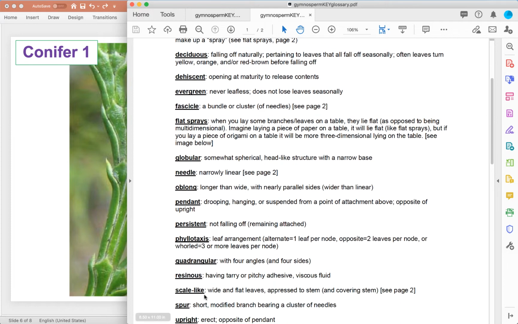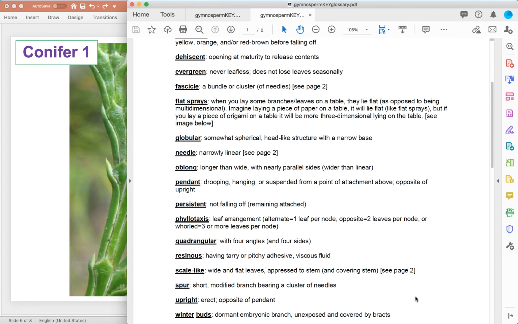Well, maybe let's compare that to scale-like. That's kind of what I was thinking originally. Wide and flat leaves, appressed to a stem and covering the stem. Oh, and then it says see page 2.